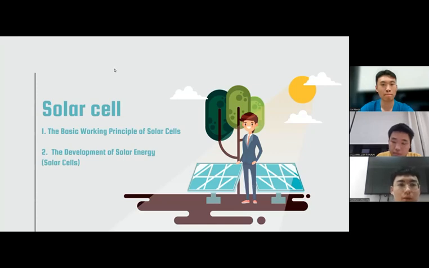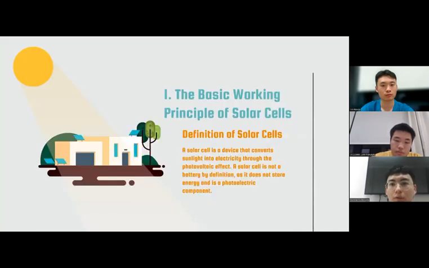Now I will continue to introduce another method of converting solar energy into electricity. The first part I will mention is the basic working principle of solar cells. A solar cell is a device that converts sunlight into electricity through the photovoltaic effect. A solar cell is not a battery by definition, as it doesn't store energy and is a photoelectric component.